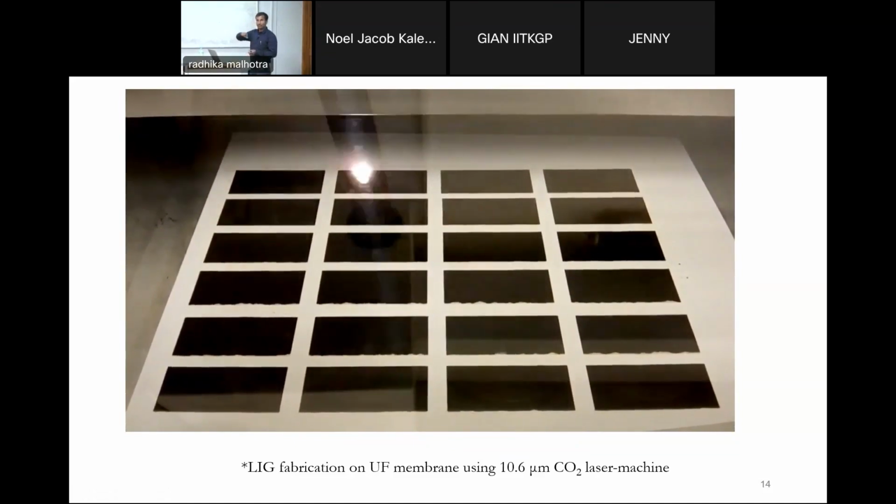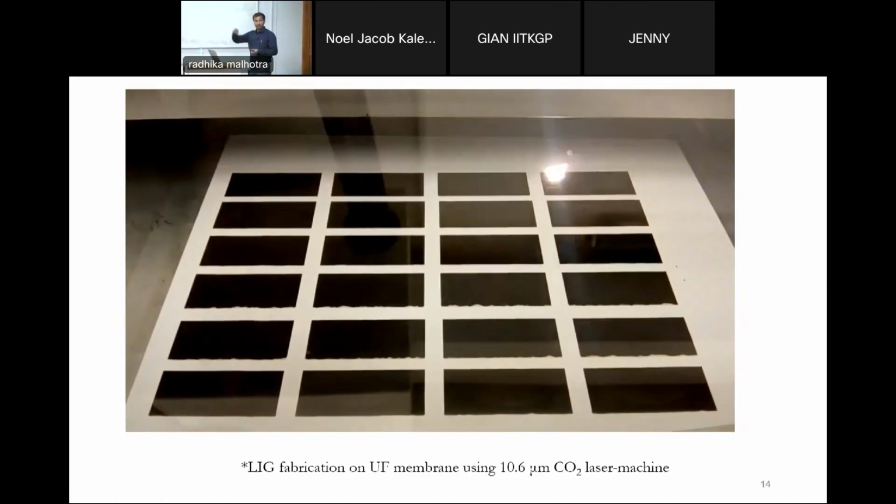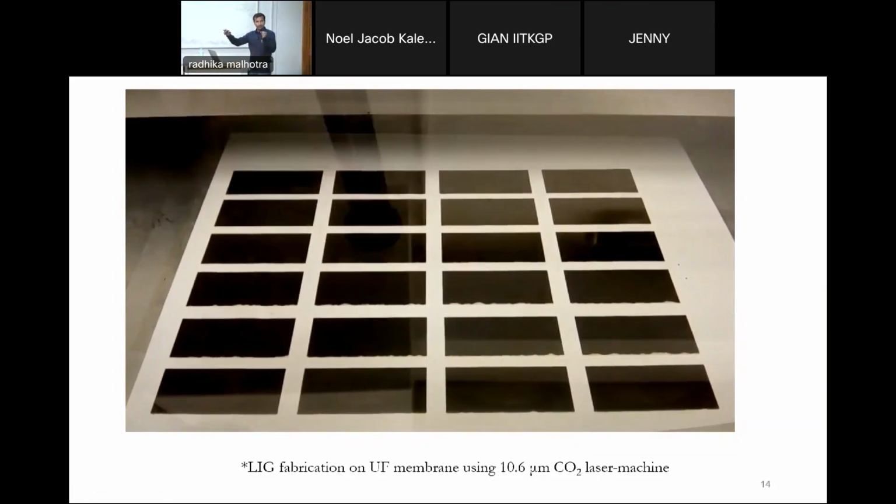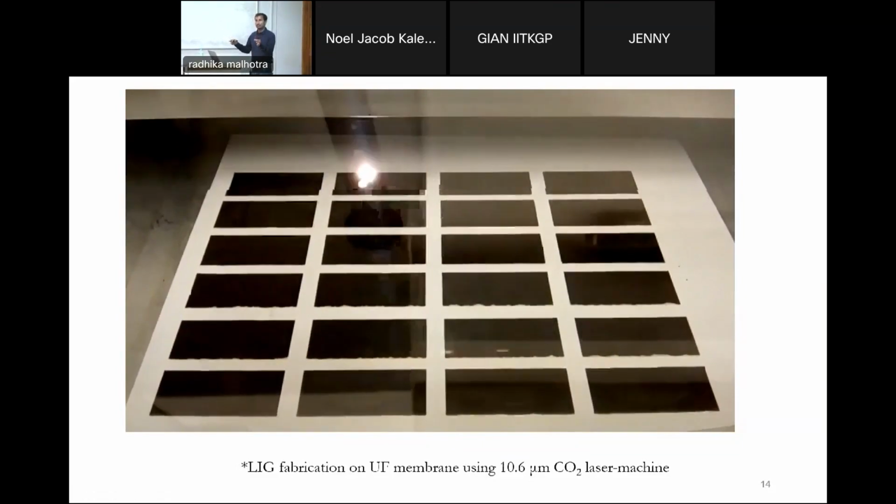So this is how the laser will go to and fro, then immediately it can convert the polymeric materials into graphene.